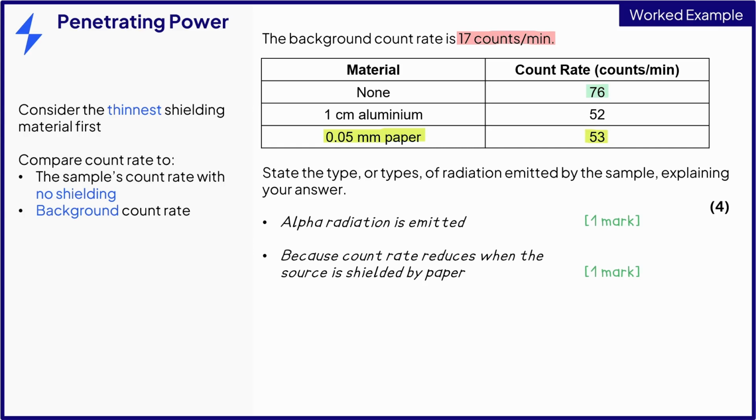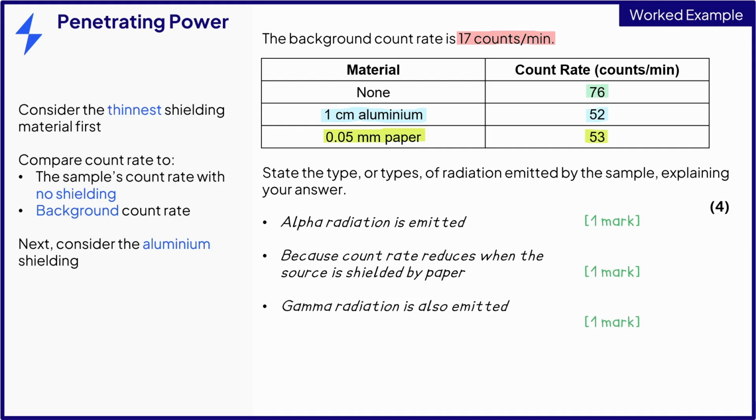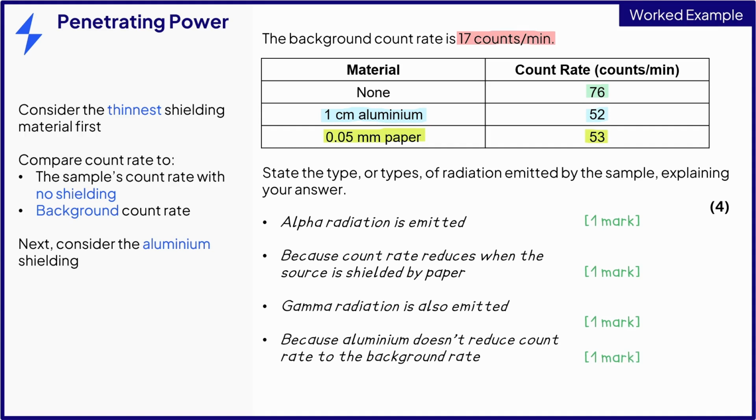We need more clues, so let's have a look at the aluminium shielding. The count rate is almost identical to that of paper. This tells us that whatever was passing through the paper was also passing through the aluminium. Beta radiation certainly can't do this, so it must be gamma. That's the 3rd mark, but we need to explain. The fact that the count rate doesn't drop to background with an aluminium shield tells us that gamma is being emitted, so we get the final mark.